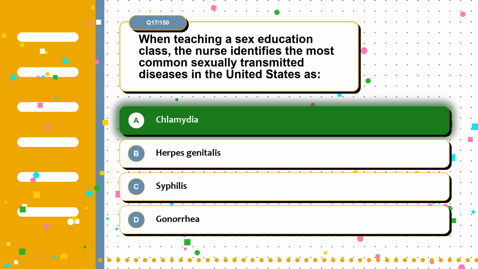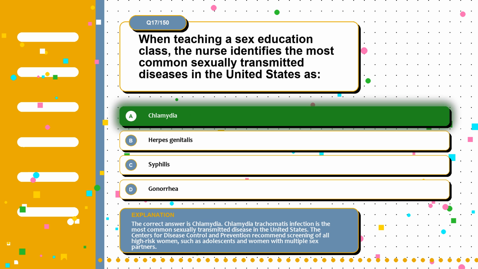The correct answer is option A, chlamydia. Chlamydia trachomatis infection is the most common sexually transmitted disease in the United States. The Centers for Disease Control and Prevention recommends screening of all high-risk women, such as adolescents and women with multiple sex partners.